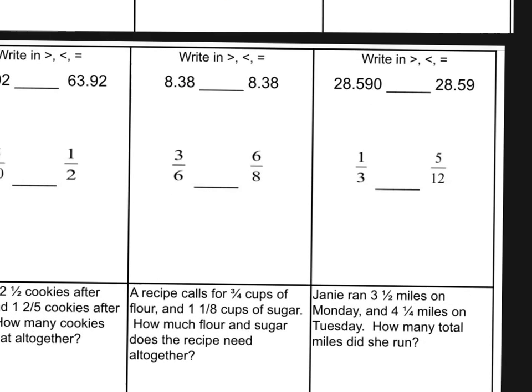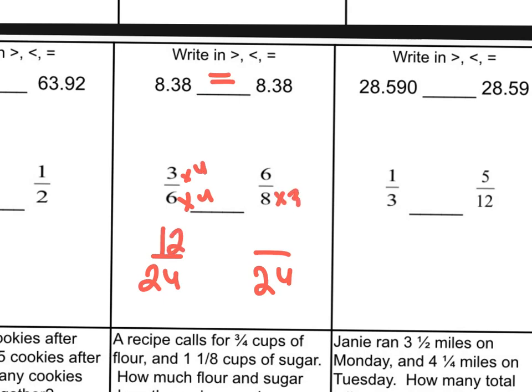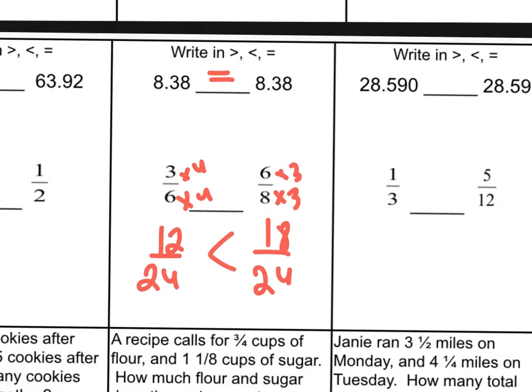For the next one, we have to compare the numbers. For the first one, they're both equal to each other. And for the second one, they both have 24 in common. This is times 4, times 4. That would be 12 24ths. This is times 3, times 3. That would be 18. And obviously 18 24ths is greater than 12 24ths.